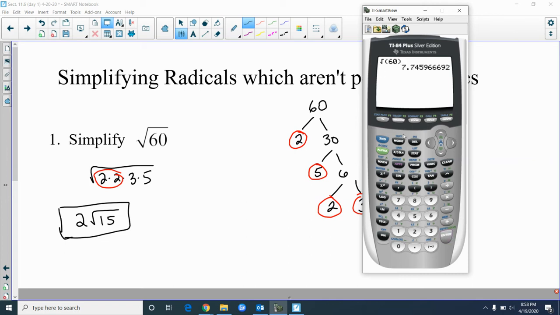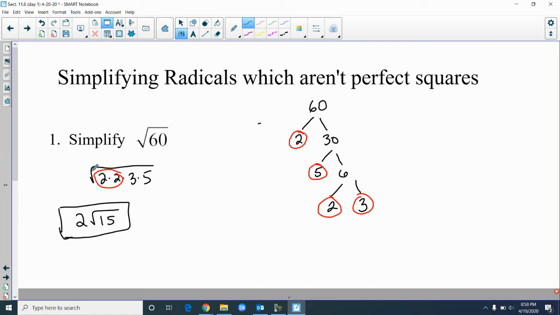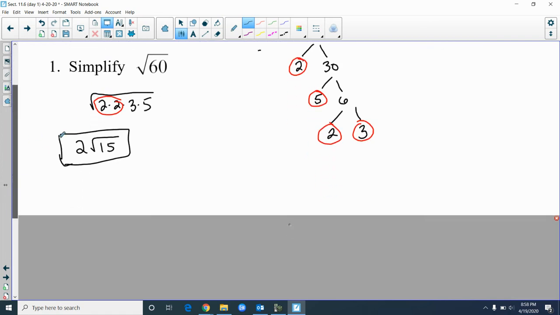It's going to give me a decimal. And then I'm going to plug in 2 square root of 15, and it's got to give me the same decimal. Okay, that just kind of lets me know that I did it correctly. So you want to do a factor tree, and then anytime there's two of a kind, you take one out.